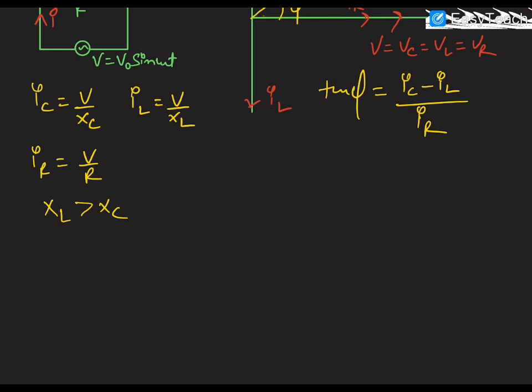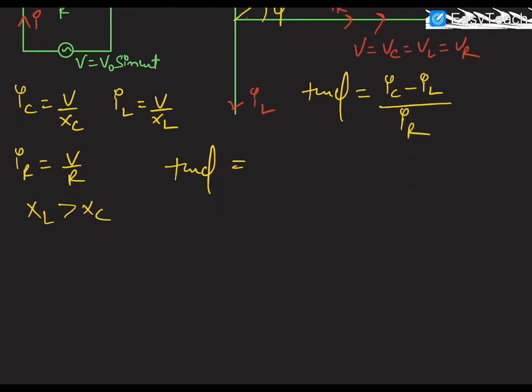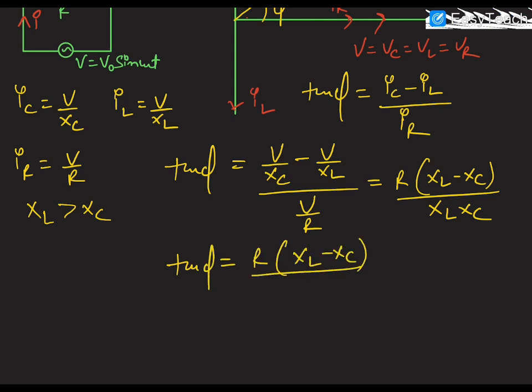So now let us say tan phi is this one, and if we write IC as V by XC, IL as V by XL and IR as V by R, we can write it as R into (XL minus XC) upon XL XC. So tan phi is equal to R into (XL minus XC) upon XL XC. This is tan phi.